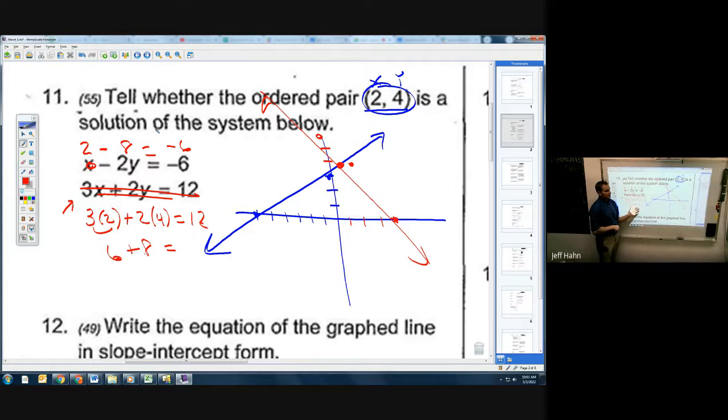Wait, why does 2y turn into 8? Because 2 times 4 is 8. It did turn into an 8. 2 times 4 is 8. But I did make it an 8.